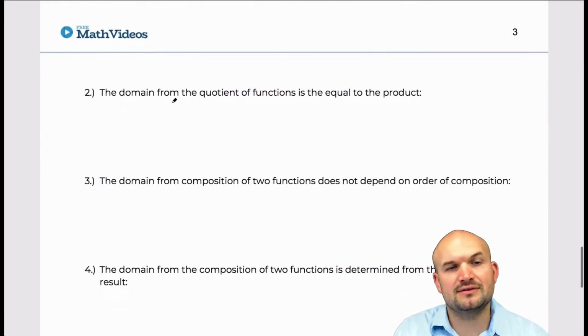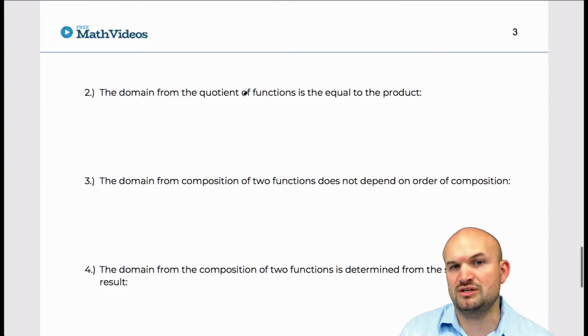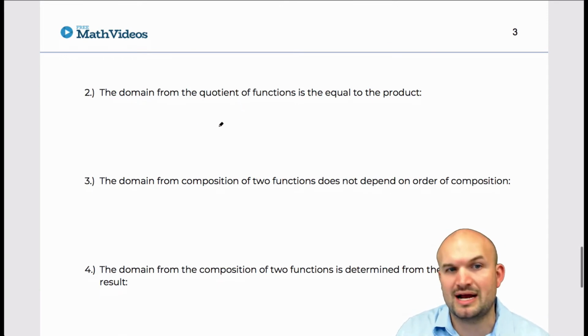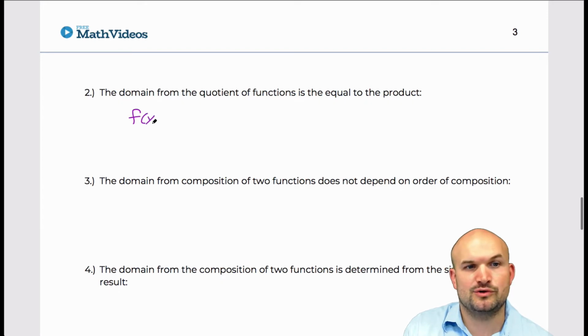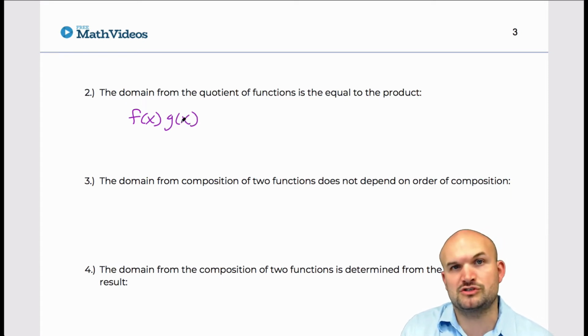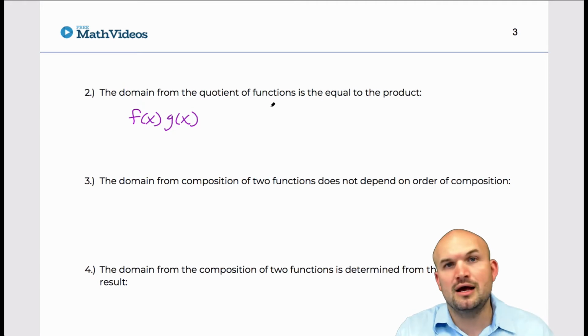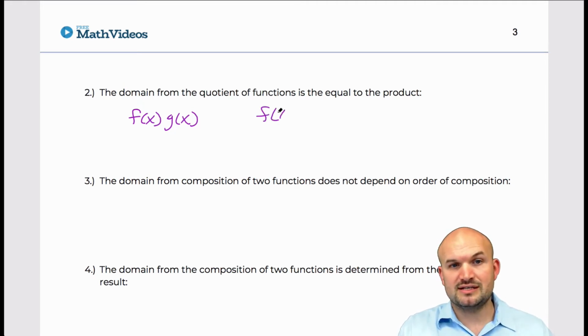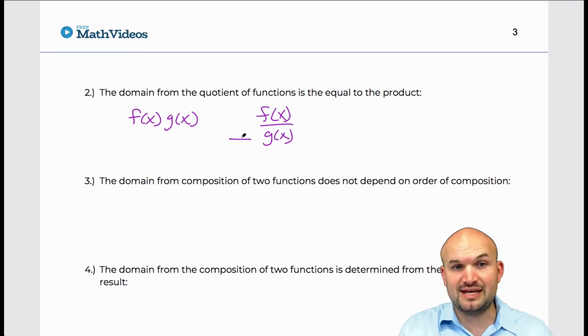The next statement says the domain of the quotient of functions is equal to the domain of the product, and that is not true. If you have two functions, f of x multiplied times g of x, okay, that's fine. If you have domain restrictions, again, you're finding the intersection. But when we deal with division, the important thing is that you have g of x in the denominator.